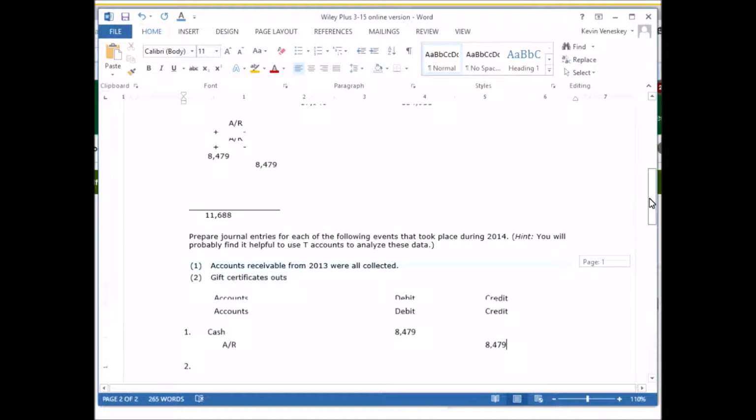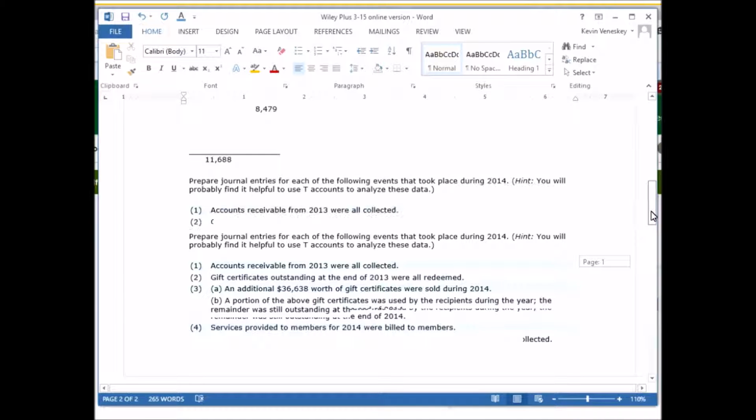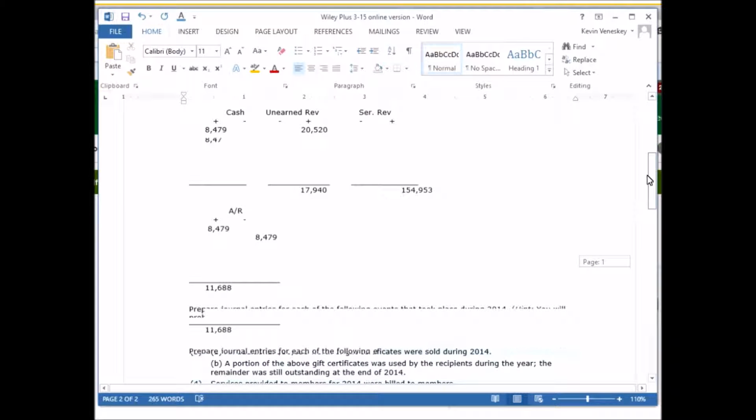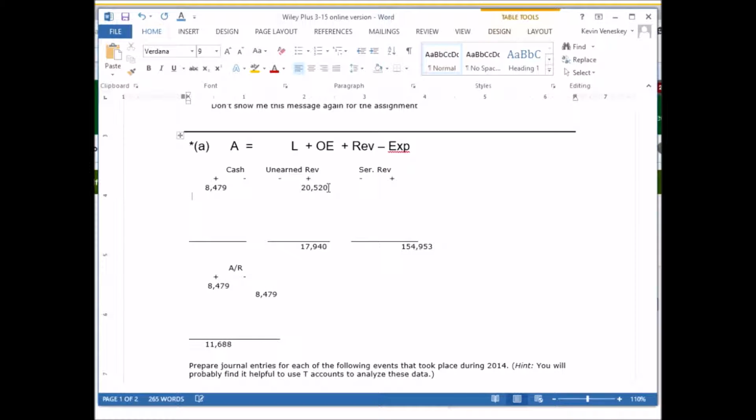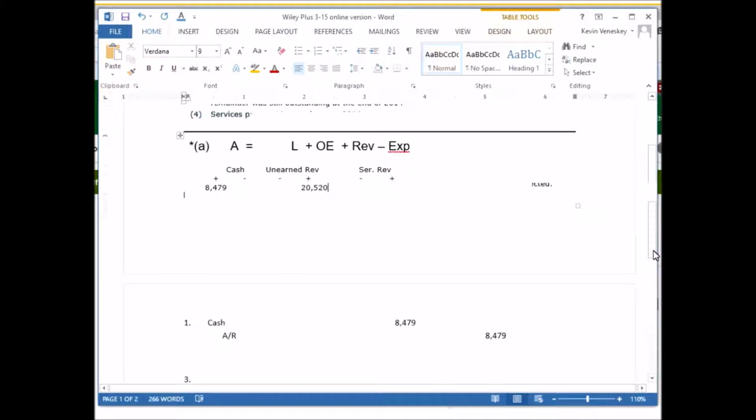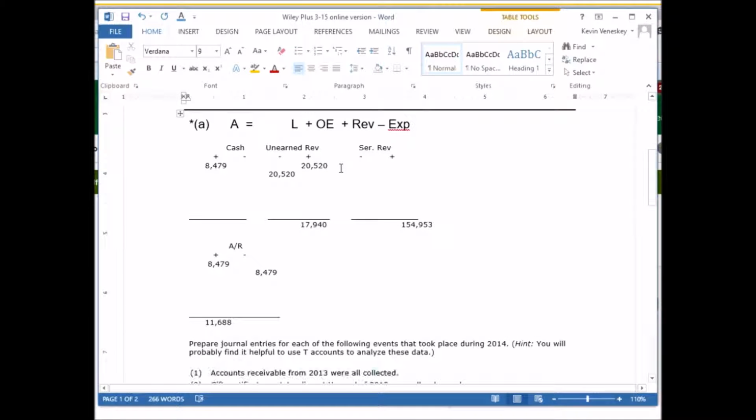Number 2 is not terribly difficult either. Gift certificates outstanding for the end of last year were all redeemed. Remember, my gift certificates are a service that I owe. It shows last year I owed $20,520, but now they've all been redeemed. So I need to show that this is gone. I don't owe anybody a service for this transaction. So I can go ahead and debit $20,520. That gets rid of all of my unearned revenue. And I can put it right over here in my service revenue account for $20,520.